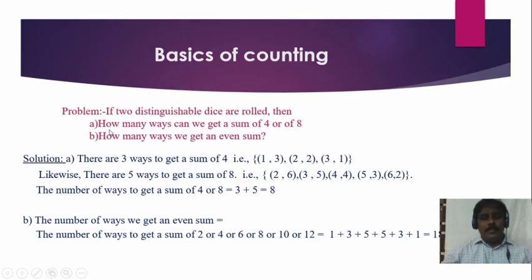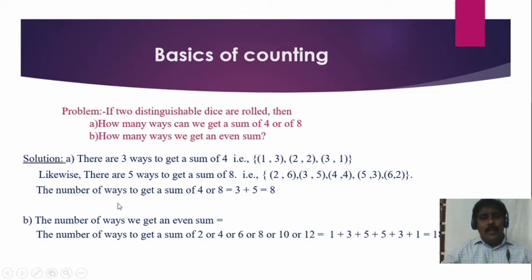Likewise, there are 5 ways to get a sum of 8. He has asked what is the sum of 8. So there are 5 ways. That is 2 plus 6, that equals 8. 3 plus 5, that equals 8. 4 plus 4, that equals 8. 5 plus 3, that equals 8. And 6 plus 2, that equals 8. So the total ways of getting a sum of 8 is 5.